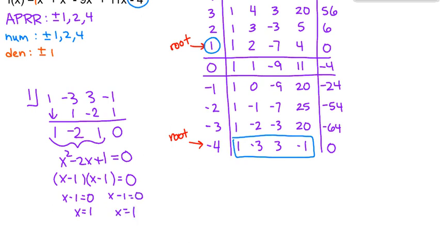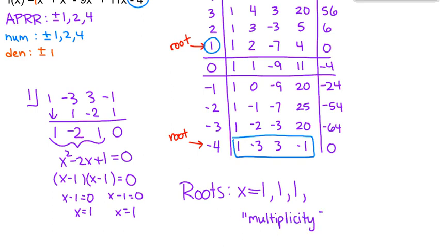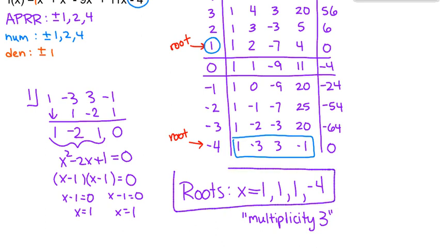So our 4 roots are x equals 1, 1, 1. That's called a triple root, or here's how the book would say it, it has multiplicity 3, because there are 3 of them. 1, 1, 1, and the fourth root, -4. That's the answer to problem number 81.